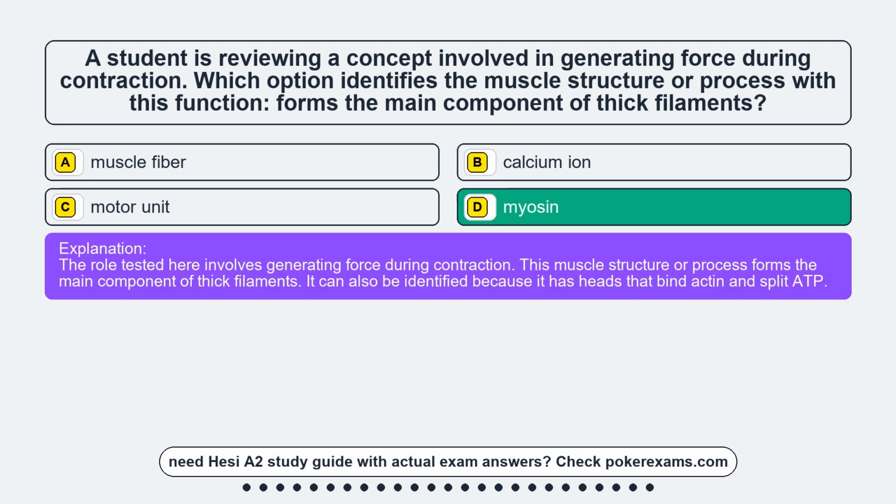The role tested here involves generating force during contraction. This muscle structure or process forms the main component of thick filaments. It can also be identified because it has heads that bind actin and split ADP.